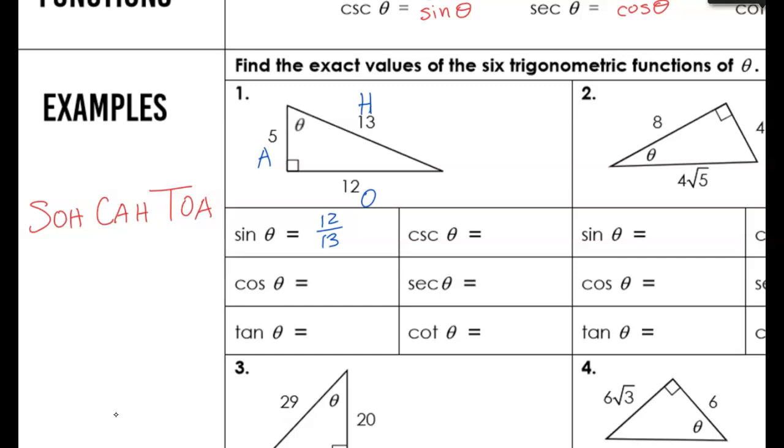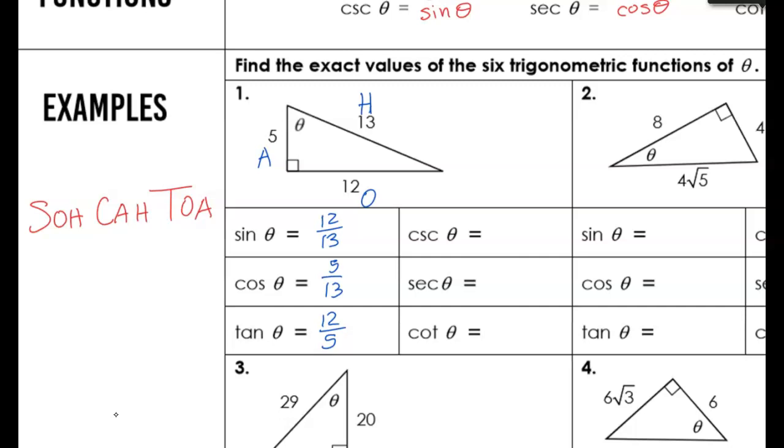O, my opposite side, which is 12, over my H side, which is 13. Cosine is CAH, A over H, which means I write 5 over 13. Tangent is TOA, so that's O over A, 12 over 5. And then the other three, remember, are just the reciprocals of the one that they go with.